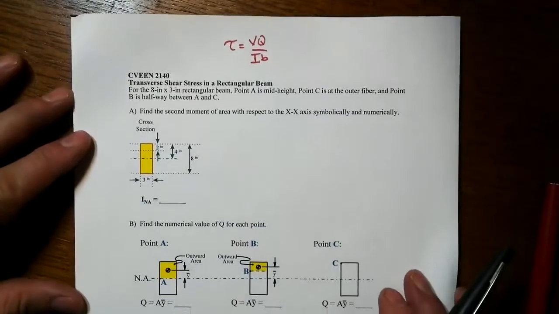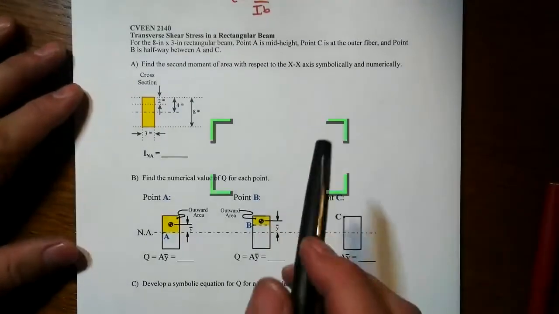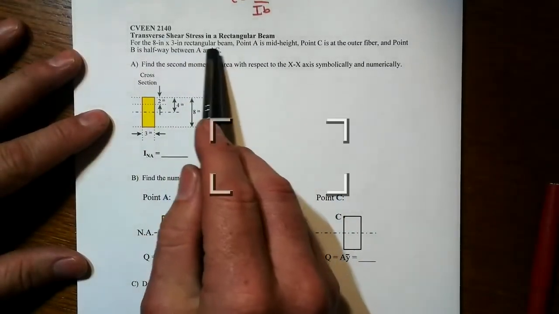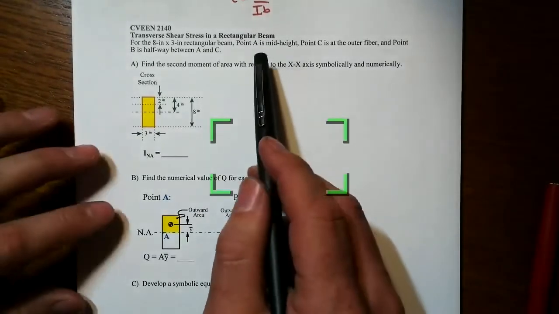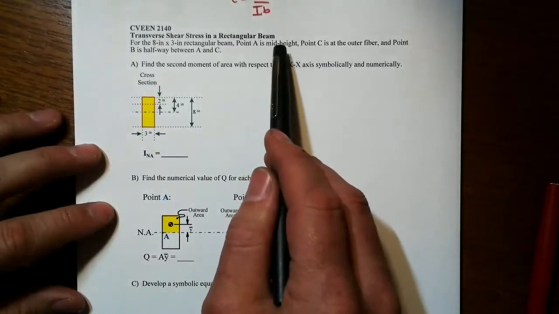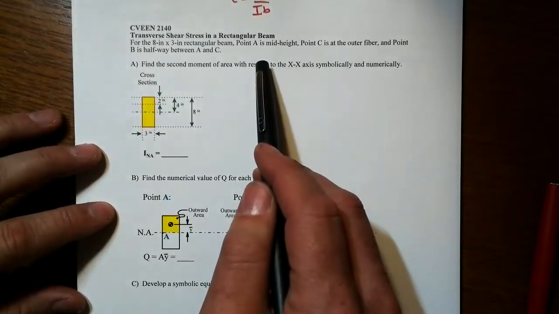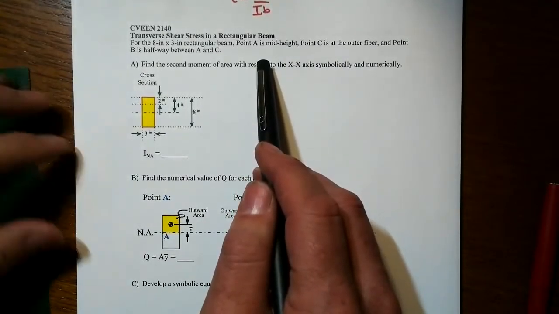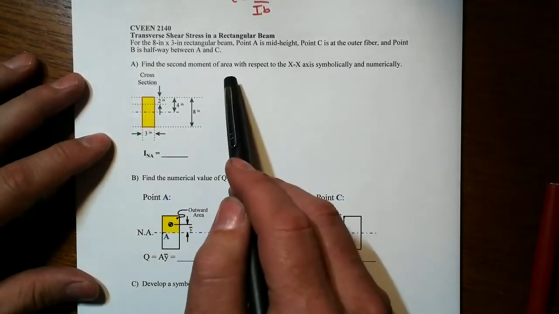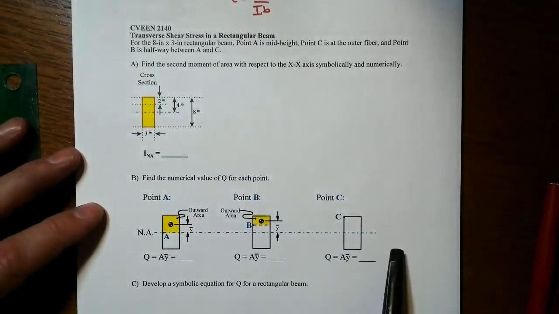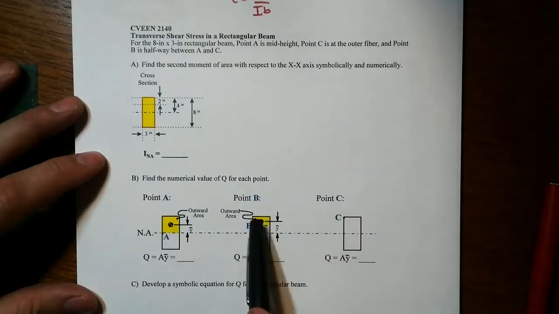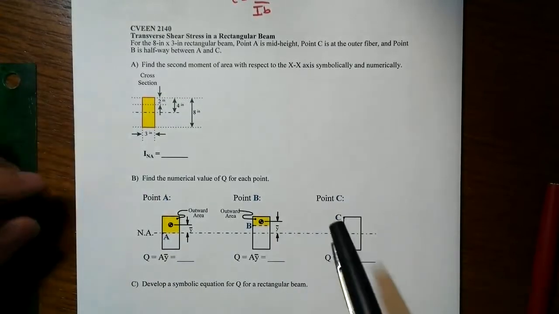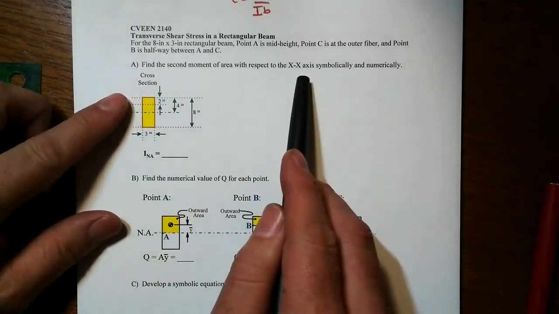Right, so let's start with a little bit of review. Here we're going to start with an 8x3 inch rectangular beam, and we're going to ask to find the capital Q for 3 different points. Point A is at the mid-height, point C is at the outer point, and point B is halfway between A and C. That's all demonstrated down here in these 3 about where those points are at. That's not this little crosshair dot. That's this little tiny point here, a little point there, a little point there. We'll come to that. Let's start though with a review of the second moment of area.